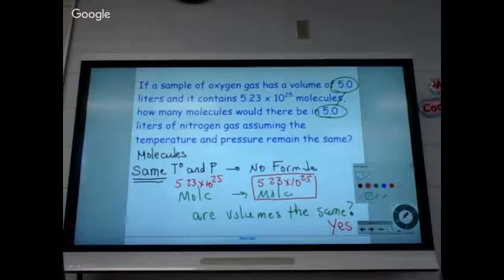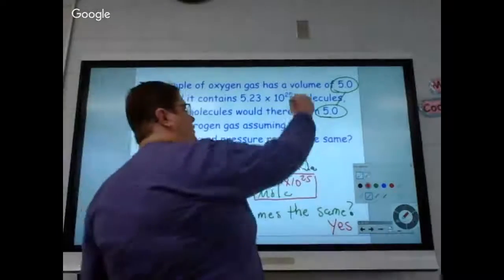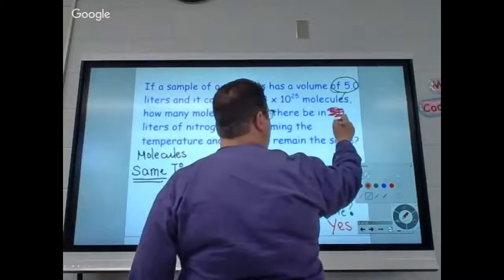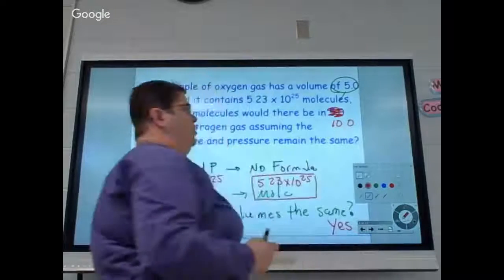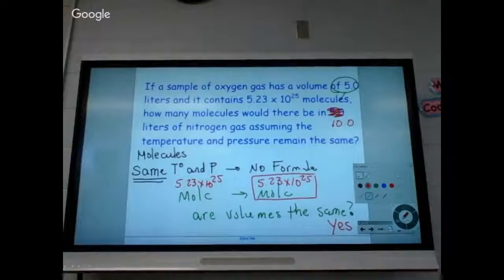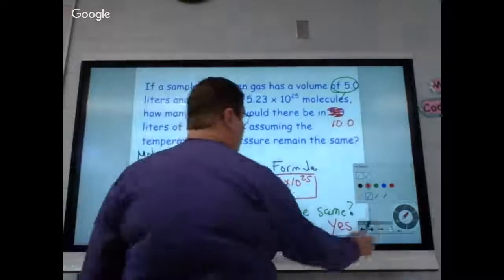Now, what if I try to be sneaky on the test? What if I tell you that this volume is 5 and I change this volume to 10? What did I do to the volumes? What would you think you would do to the molecules if I did that? So how do you actually double something? You multiply it by 2. Okay? That is as hard as the question would get, is multiplying it by 2. Any questions about how to do that? Okay. That's it. That's all there is to Avogadro.